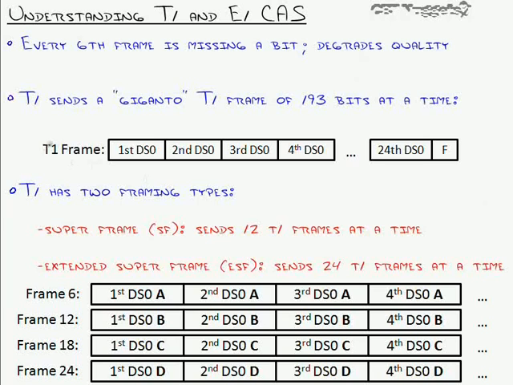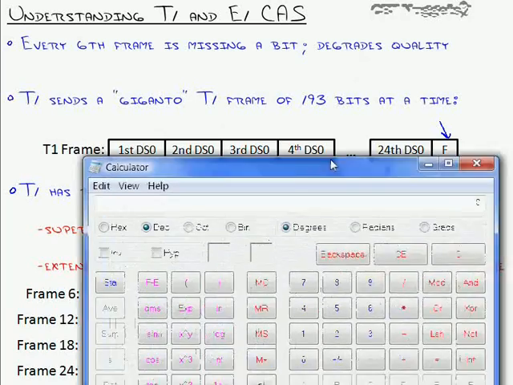So a T1 frame, and this is what I was saying before, is actually all 24 DS0 channels with a little framing bit on the end. Now, this helps explain a little something. I don't know if you've ever done this like me. Have you ever thought about a T1 line and you think, okay, let me pull up a calculator here.